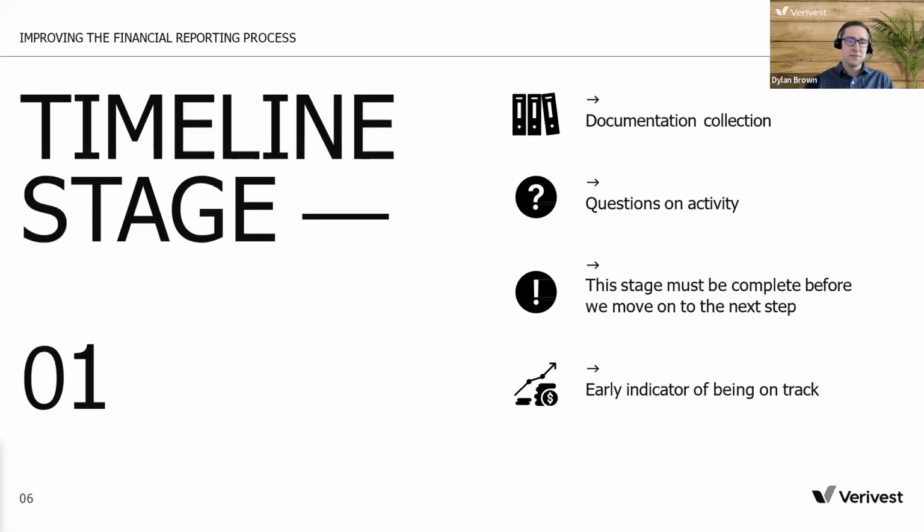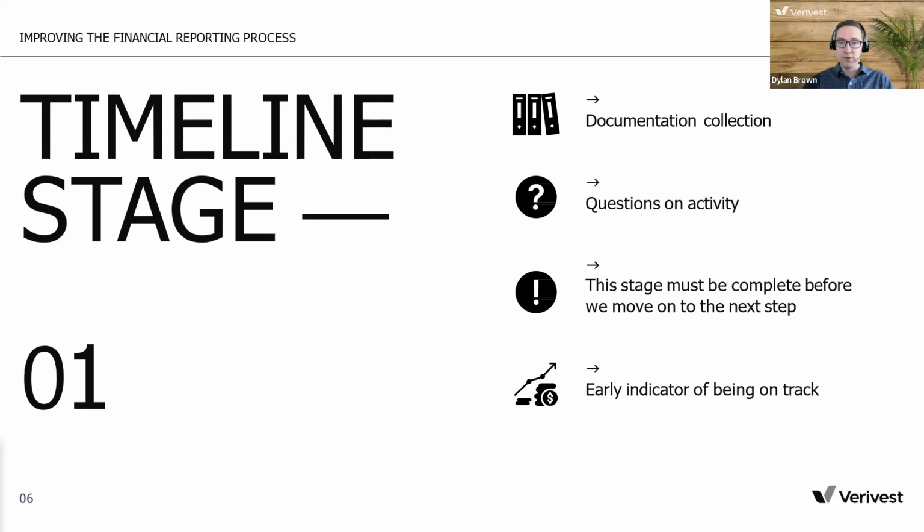Now, the timeline itself is broken up into 2 different stages. The first stage is documentation collection. We're going to be asking a lot of questions during this stage. There'll be a lot of back and forth, and this is where we need to have everything done before we move on to the next stage. This is an early indicator of us being on track in the financial reporting process, so that you don't have to worry about sending everything in and just hearing silence until your prelims. We're going to be working together to make sure that you know you have everything provided and that we can begin our work.